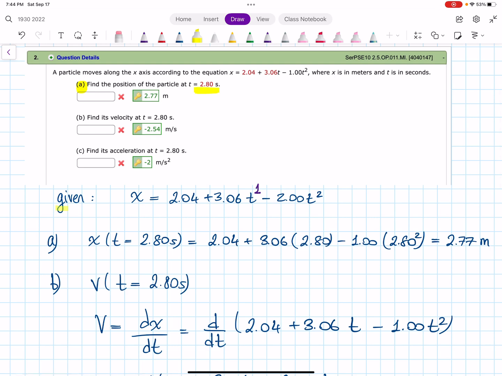Write down the given information. We are given the position as a function of time.